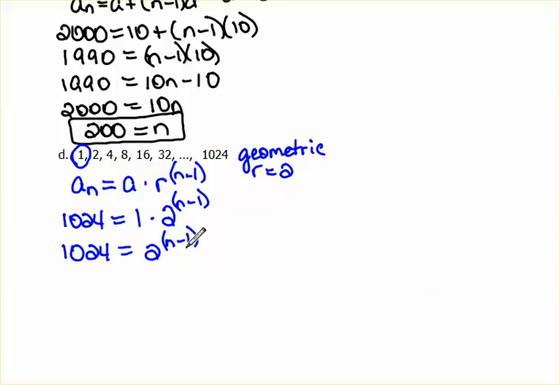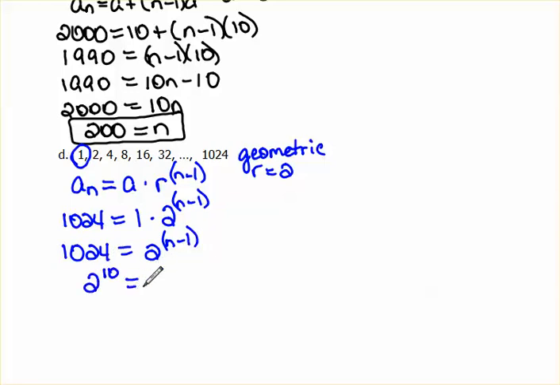So, 1024. Can I rewrite that as 2 to some power? You may have to play a little bit on the calculator to figure that out, but it actually is. It is 2 to the 10th power.